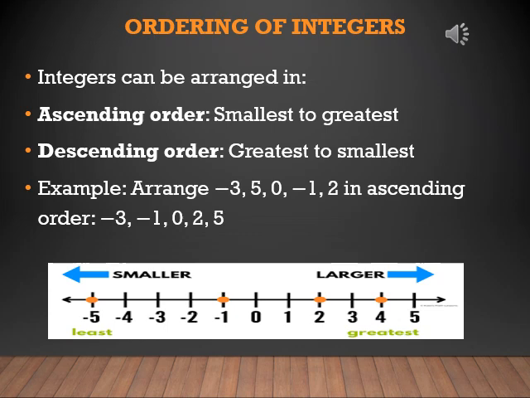So, among negative numbers, the number closer to 0 is greater. The number further from 0 is smaller. In ordering integers, numbers are arranged based on the number line. Left side numbers are smaller and right side numbers are greater.